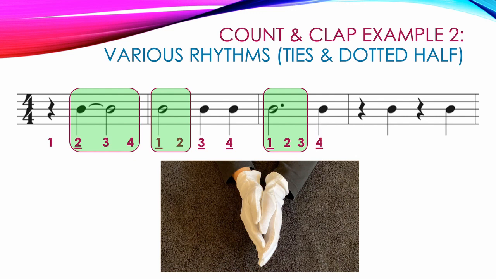The last measure is all quarters. A quarter rest, a quarter note, a quarter rest, and a quarter note. So we're going to count 1, 2, 3, 4, but we're only going to clap on 2 and 4. 1, 2, 3, 4. Here's a video showing the correct way to count and clap example number 2.